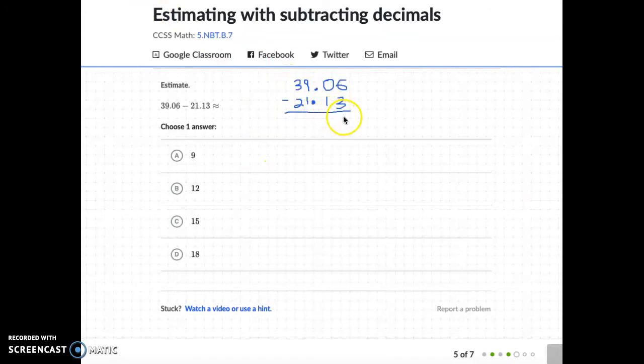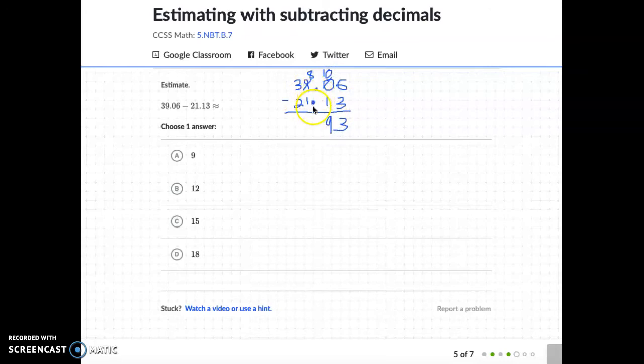Minus 3 is 3. 0 minus 1 we can't do, so what we're going to do is we're going to borrow from this 8 that we have here. Oh, this is not an 8, this is a 9, sorry. So we're going to borrow from this 9. The 9 becomes an 8. This 0 becomes a 10. So we do 10 minus 1, which is equal to 9.